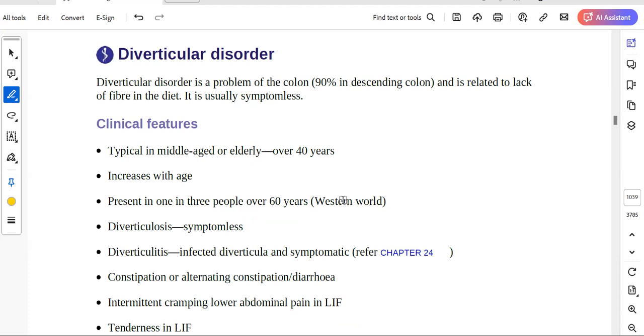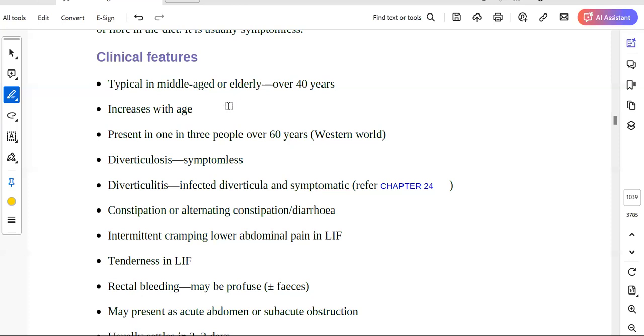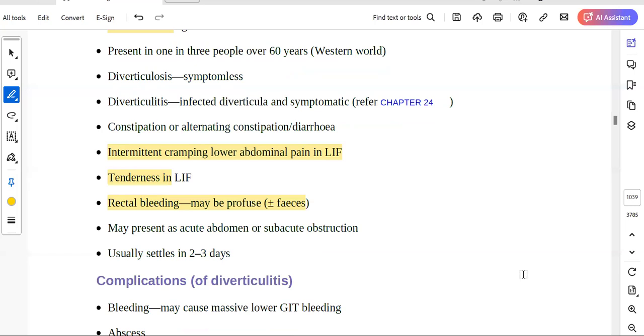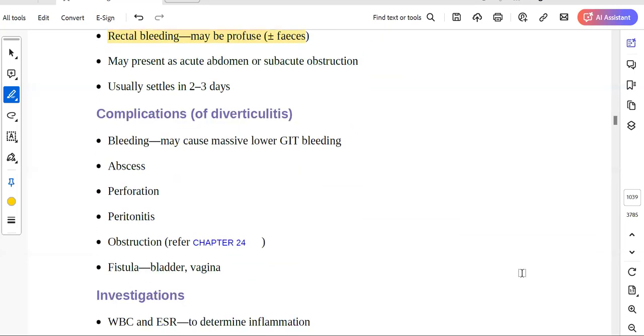Next, diverticular disorder. Remember in our last class we discussed diverticulitis. Initially the patient develops diverticulosis or diverticular disorder. This is also common. It is common in patients who are a bit elderly, so middle-aged to elderly, above 40. These patients have long-term constipation, and sometimes they can get a bit of abdominal pain in the left iliac fossa, and sometimes they can get profuse per rectal bleeding. So that is diverticulosis.